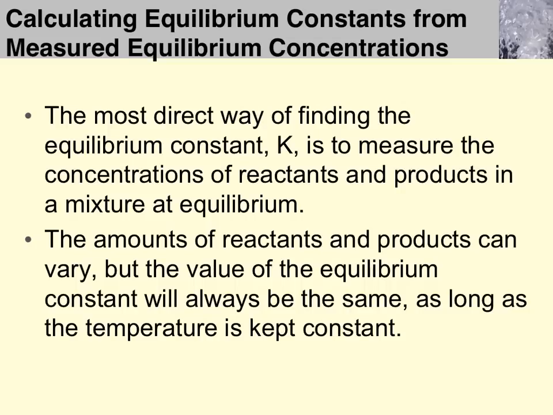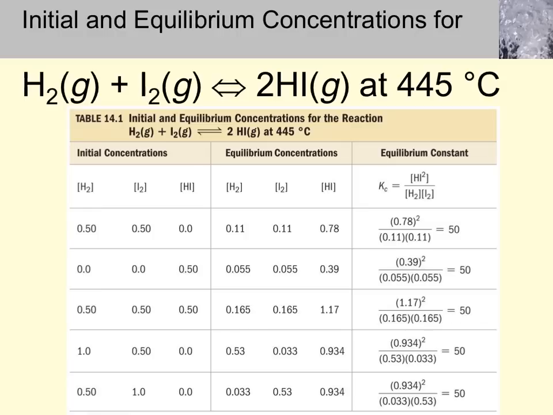So the easiest type of problem when calculating K, the equilibrium constant, is to simply be given the equilibrium concentrations of reactants and products and then plug them into your expression for K. So take a look at the most basic type of problem. And take the time here to actually look at what's going on in this slide, because sometimes it's hard to imagine.